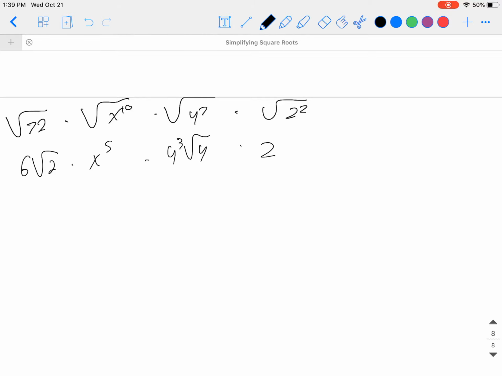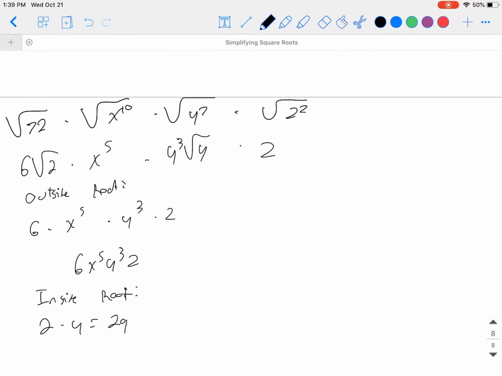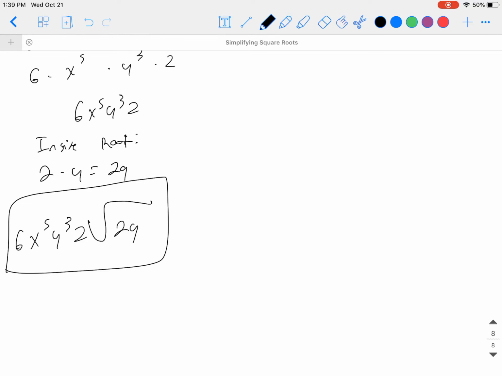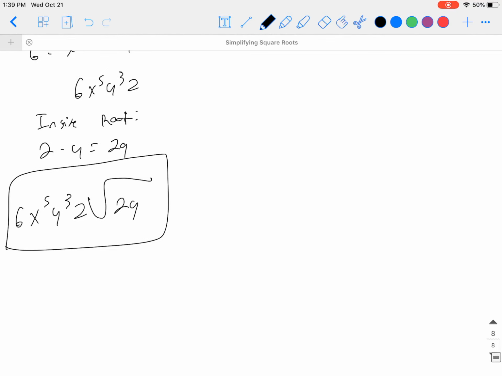So again, if we multiply everything on the outside together and then everything on the inside together, we can then have the final answer. So if we go outside the root, we have 6 times x to the 5th times y cubed times z, giving us 6x to the 5th y cubed z. Inside the root, we have 2 times y equals 2y. Putting this together, we get 6x to the 5th y cubed z square root of 2y. And this is the simplified form of the square root of 72x to the 10th y to the 7th z squared.